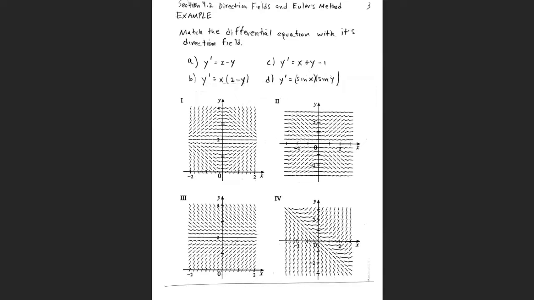Okay, so in section 7.2, we're going to talk about two things, direction fields and Euler's method. And what you have here, and this example actually, you don't need to copy this example down, okay? This example is from section 7.2 in your textbook.